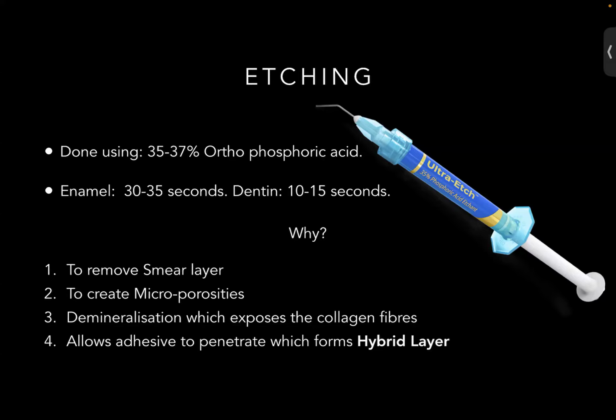Why do we do etching? We do it to remove the smear layer, most importantly. Second, it creates microporosities. Okay, we are going to understand why microporosities are important soon. Third, it causes some amount of demineralization, which exposes the collagen fibers. Okay, this also helps in the hybrid layer. And the fourth point, basically, it allows adhesive to penetrate, which forms the hybrid layer.